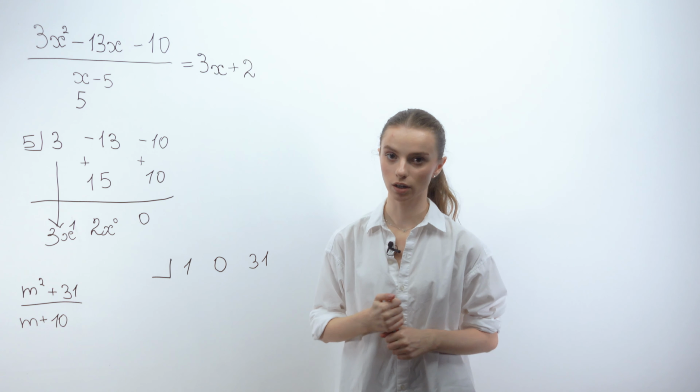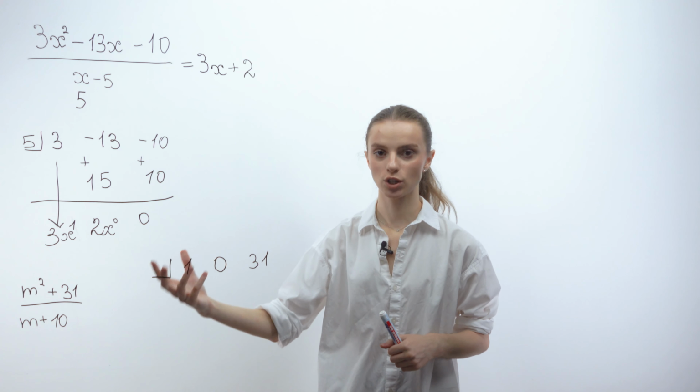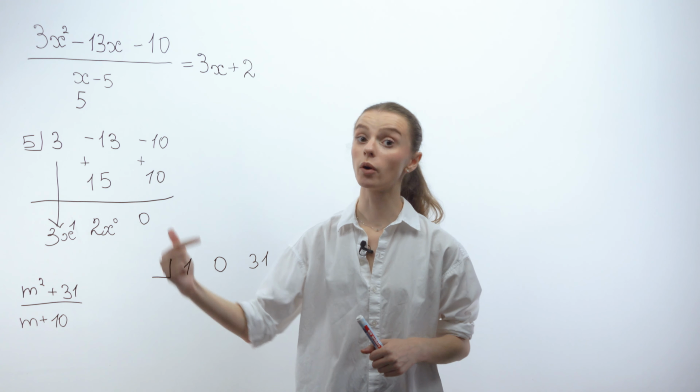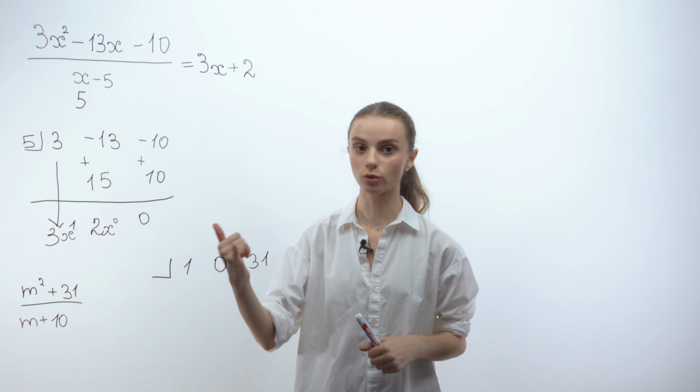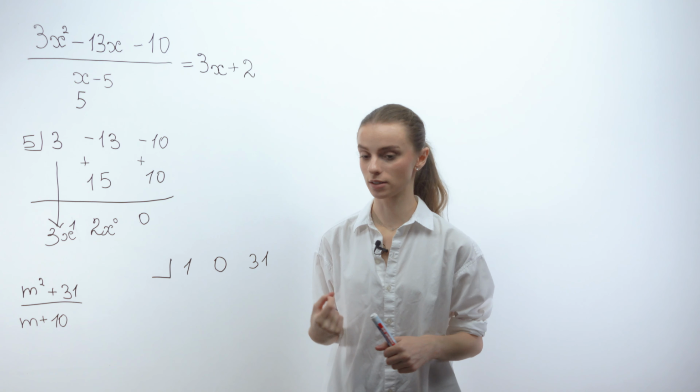Again, where does 0 come from? Since we do not see m to the first power, the coefficient therefore is 0. If you see that any of the terms of your polynomial are missing, therefore you are going to put 0, okay?